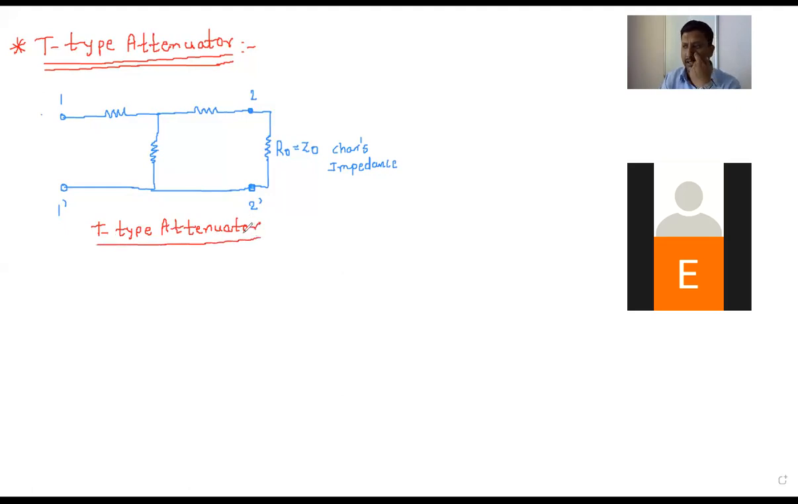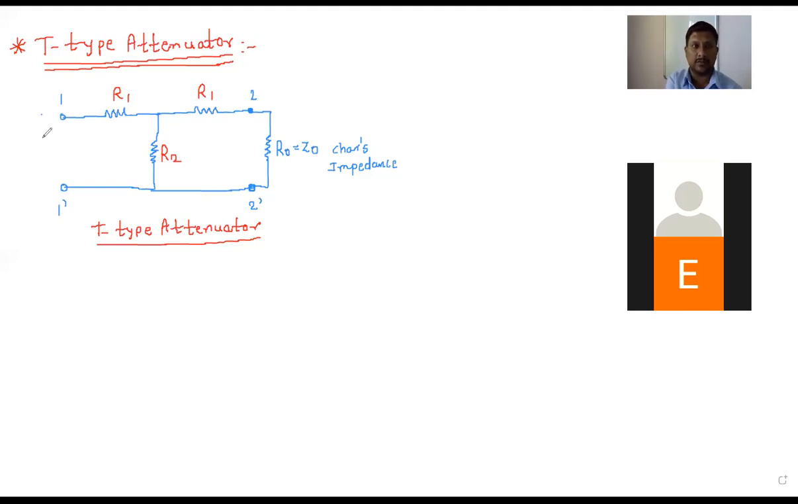Now, what are the names of these resistors in the series arm? R1, R1, and in the shunt arm, the R2 resistor. The shunt arm R2 resistor will be there. Okay, so we can start. This is the structure of the T-type.